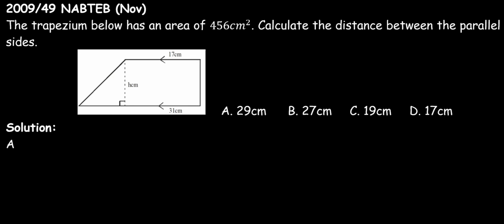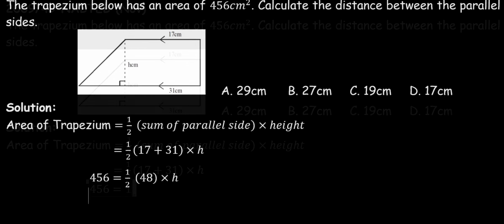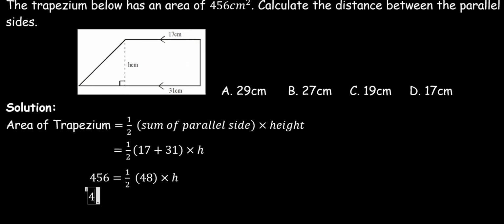Area of a trapezium is equal to half of the sum of the parallel sides times height. In this case, it will be half into (17 plus 31) times h. Note that the distance between its parallel sides is the h we are looking for here. Substituting our given area, 456 equals half of 48 times h. Simplifying, we have 456 equals 24h. From here, h equals 456 divided by 24, and that is h equals 19 cm.